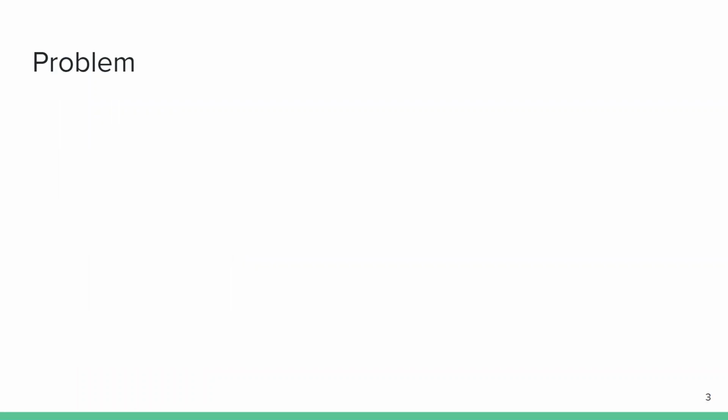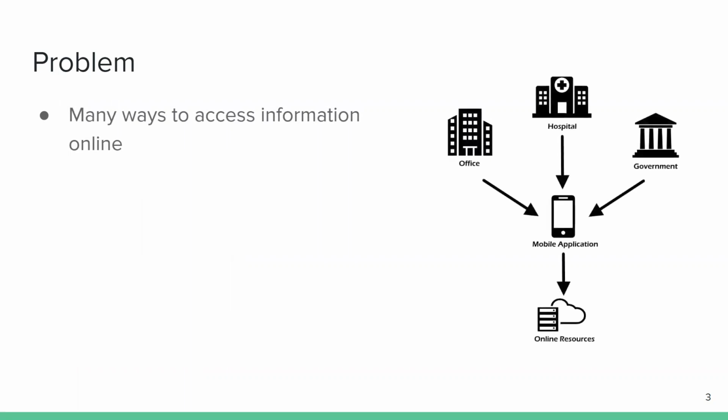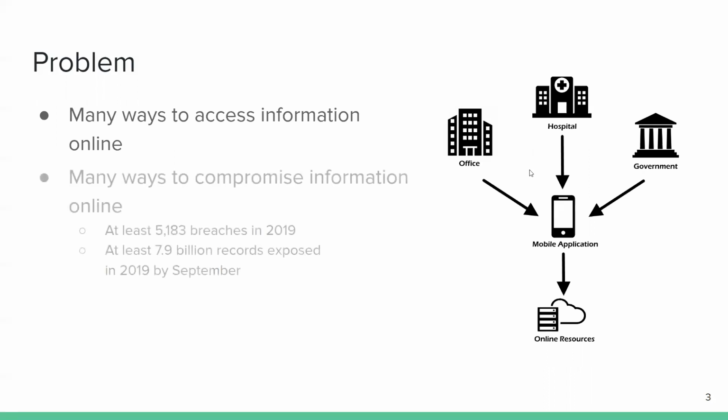So the problem we're facing stems from the fact that there's now many new ways to access information online. Many entities from offices, hospitals, governments, and even more rely on being able to reliably access information online. And one of the ways they can do so is they can use things like mobile apps to try and access information from multiple locations. But something that we need to also consider is the fact that this means there's also many new ways to compromise information online. There were 5,183 breaches in 2019, and at least 7.9 billion records exposed in 2019 by September alone.